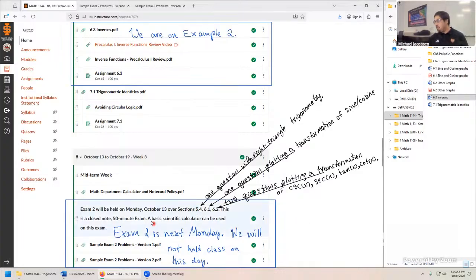So this exam is the first one that's going to be Open Calculator. A basic scientific calculator can be used. And if you're not sure if yours is allowed, email me right away and I'll be happy to let you know. For general guidance on the math department's policy on the calculator and the note card, you can see this PDF right here. And really, we haven't used the calculator in a very major way. This is the first time the calculator is going to be allowed on exams. It'll be the same for exam 3 and the final exam.